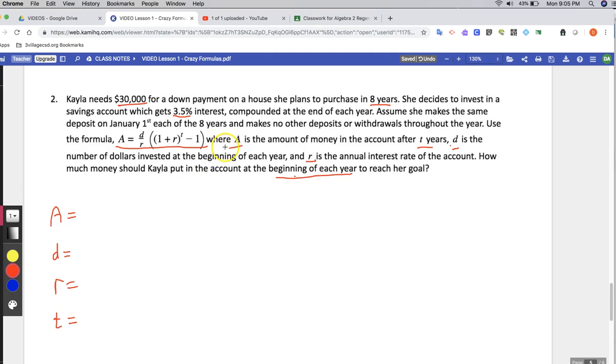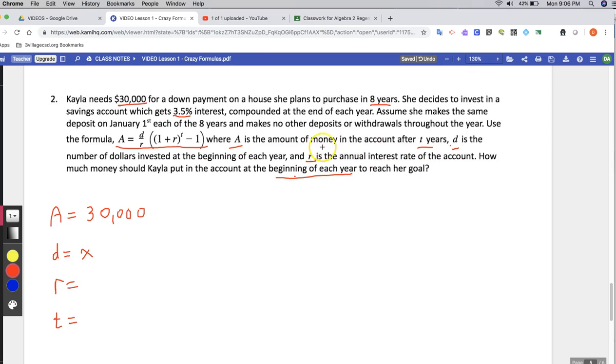So A, again, is the amount of money in the account after T years. In the first sentence, we're told that Kayla needs $30,000 after 8 years. So since that's the case, 30,000 is our value for A. D is the number of dollars invested at the beginning of each year. Well, technically, that's what we're being asked to solve for. We're asked to determine how much Kayla needs to put in at the beginning of each year. So I'll just put X in for D, because that's what we're solving for.